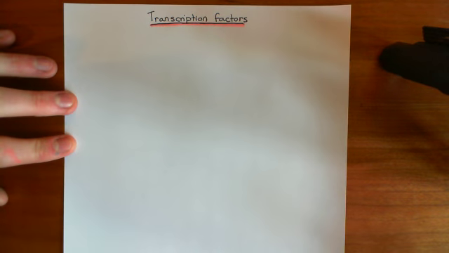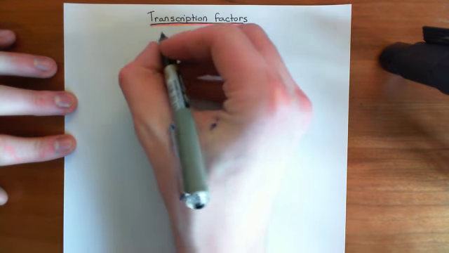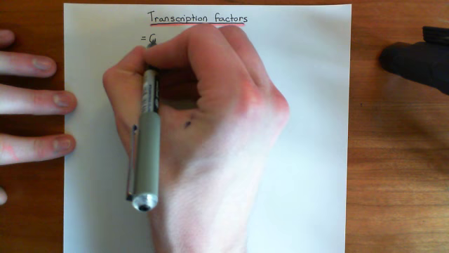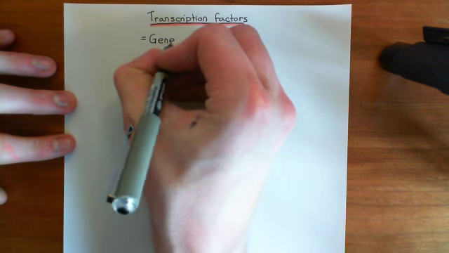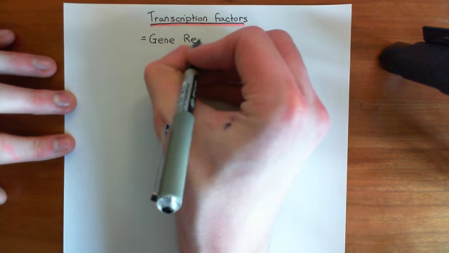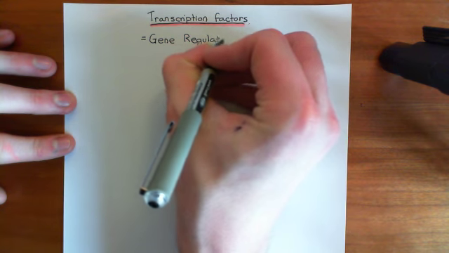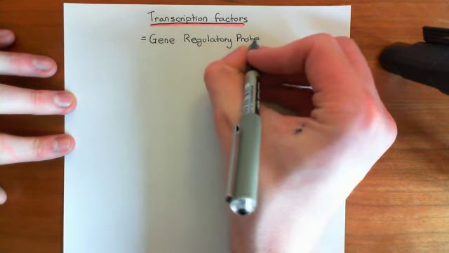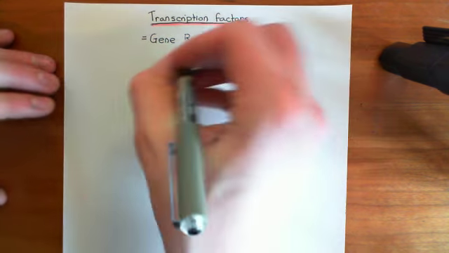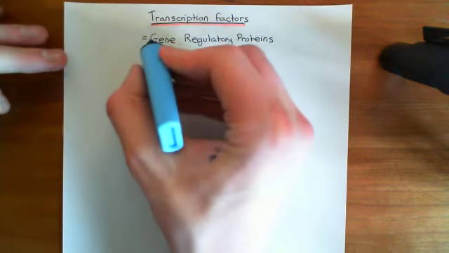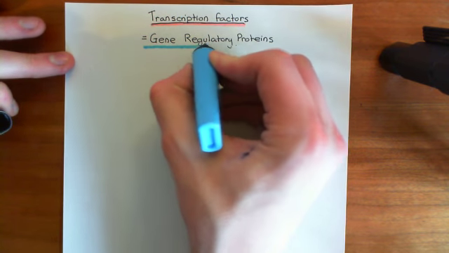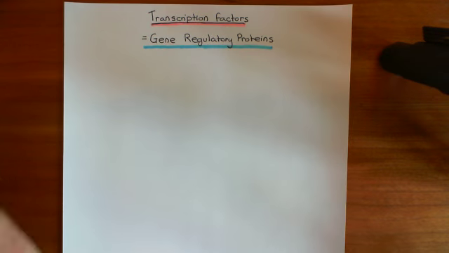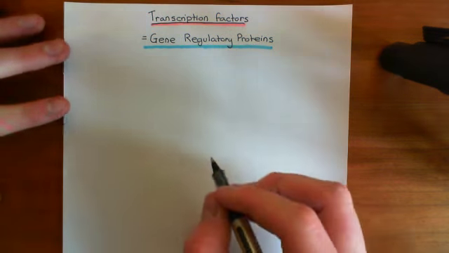I should probably just say right now that transcription factors is kind of the colloquial name. The proper name for transcription factors is to call them gene regulatory proteins. But everyone calls them transcription factors rather than gene regulatory proteins. But this is the more correct name for transcription factors: proteins which are going to bind to DNA and regulate the expression of genes.